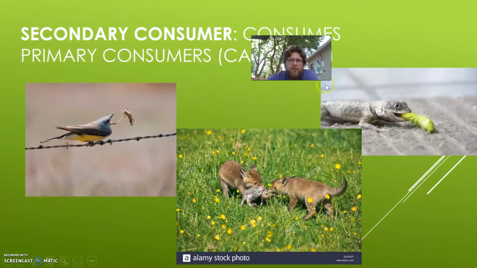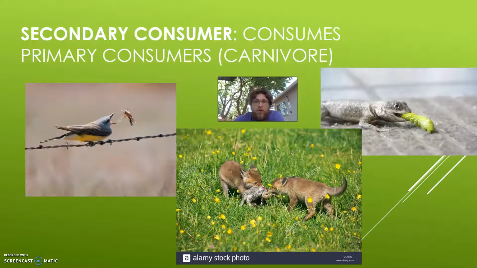Our next type of consumer, you may also know as a carnivore. We call them secondary consumers. They consume primary consumers, so they're eating another organism that's already eaten a producer. A bird is eating a grasshopper that ate some grass. These foxes are eating a squirrel that was eating a plant. And a lizard is eating a caterpillar that was eating a plant.